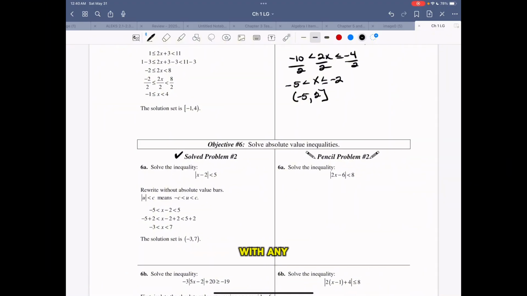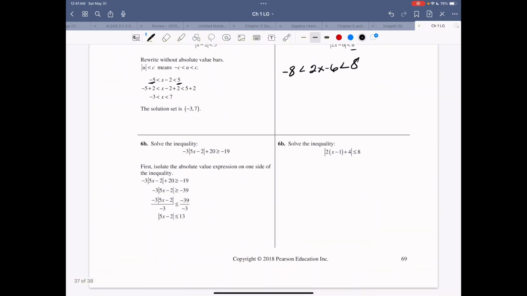With absolute value inequalities, it's a little bit different, but if you write them as compounded, then all you would do is just take this number and make it negative on the other side. So negative 8 is less than 2x minus 6, which is less than 8. And you see here they do the same thing. We just have to consider the negative side because it's absolute value. And you can solve from there. All right.